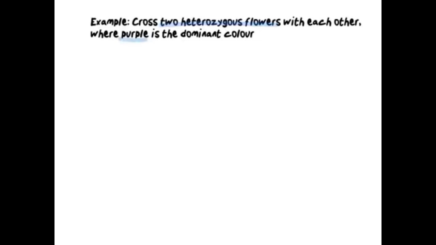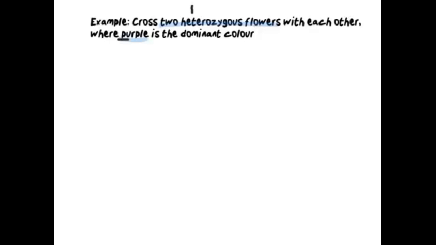Now, because purple is the dominant color, we are going to have to make sure that purple is represented by a capital letter. In this cross, they've chosen to use the letter B. I know that I said that you can also use the letter P, but in this example, they've used B. Essentially, it means that these two flowers are a big letter and a small letter.